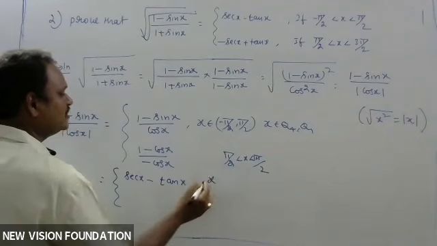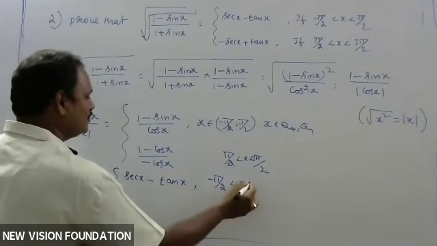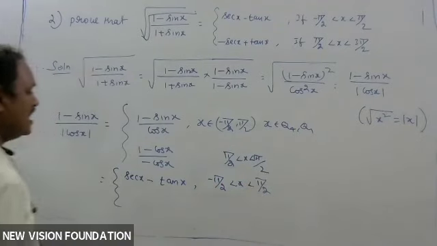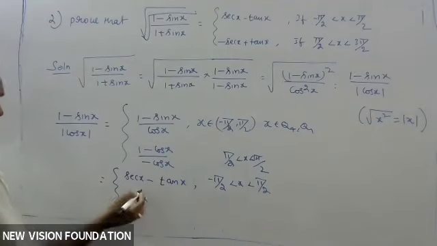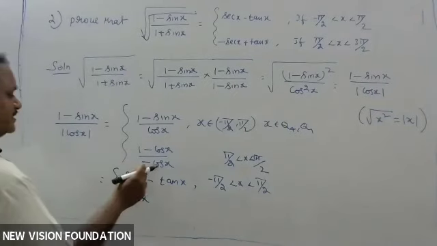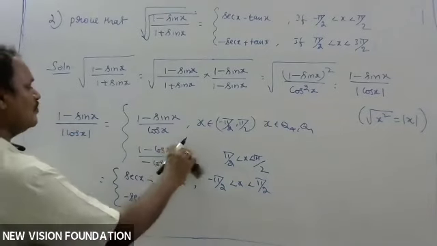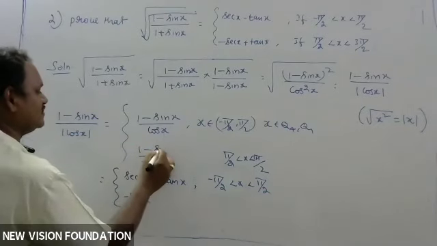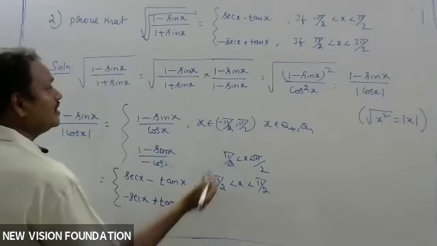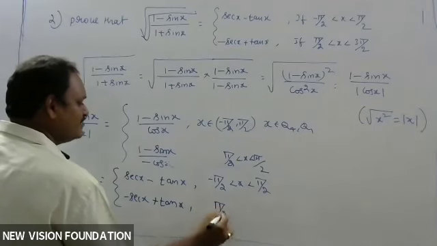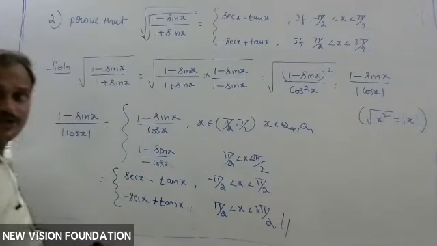This holds when x lies between minus pi by 2 and pi by 2. And the other case becomes 1 by minus cos x, which becomes minus secant x, and minus sin x by minus cos x becomes plus tan x, when it lies between pi by 2 and 3 pi by 2. This is the way how this beautiful problem will be solved.